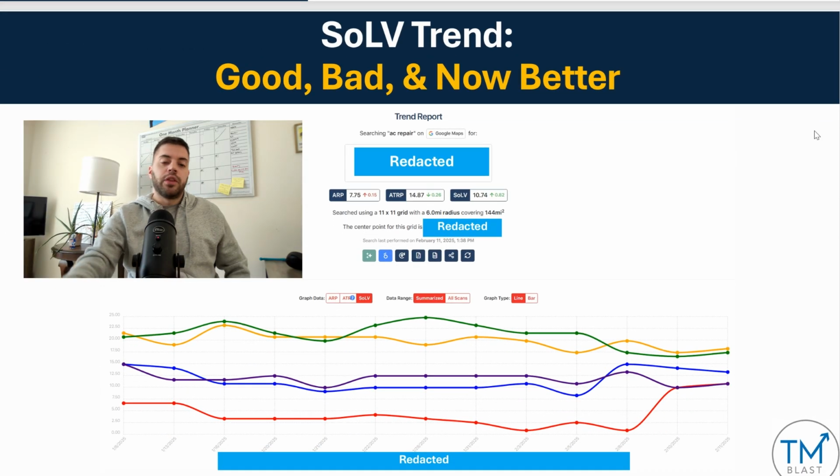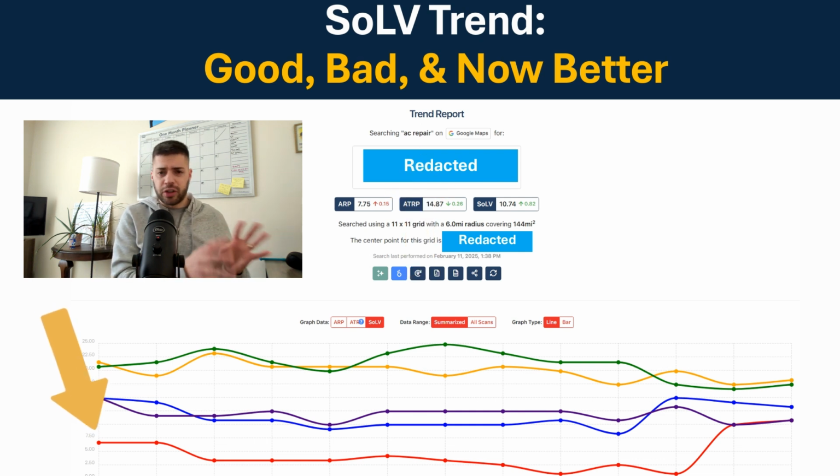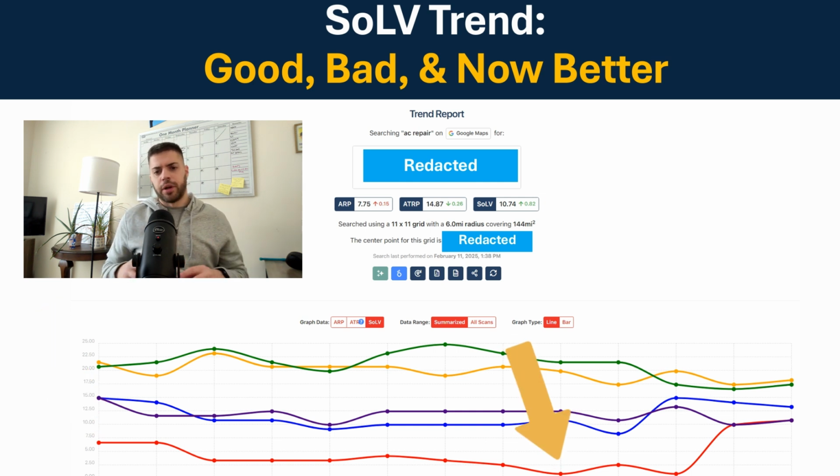So to start, this is the SoLV trend for my client that I'm actually showing this presentation for. The keyword here is AC repair. Now I've redacted their name and I've also redacted their coordinates, but they are the red line. Initially, back in January, they had about a 6% or so share of local voice. But for this keyword, it kept dropping for them throughout the month.